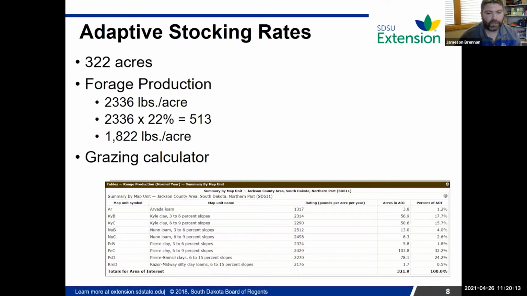If you average out these weighted averages, you'd get about 2,336 pounds of forage per acre that they're estimating. And now if we're looking at our current scenario, probably below normal precip, we might expect a 22% reduction in forage production. That would put us at about 1,822 pounds per acre that we might expect this year. And as Krista talked about earlier, we had developed this grazing calculator to make some of these calculations easy for producers when they're calculating their stocking rates.